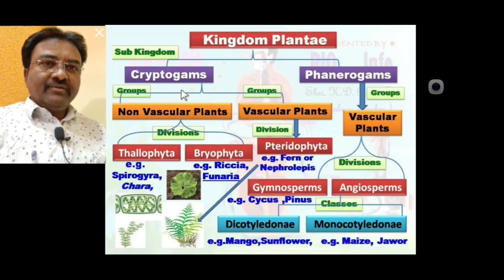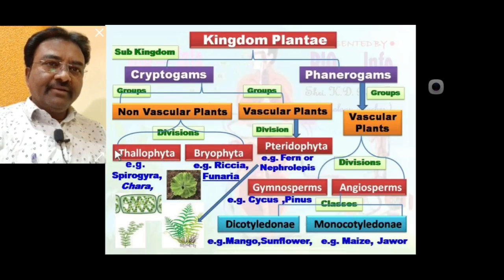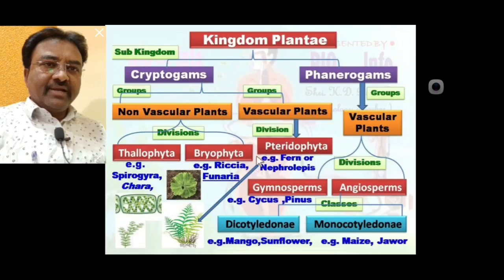So subkingdom cryptogams, non-vascular plant group, contains two divisions, Thallophyta and Bryophyta. We learned in the previous lecture Thallophyta is one of the divisions of cryptogams. Today we learn Bryophyta, which is one of the divisions included in cryptogams.